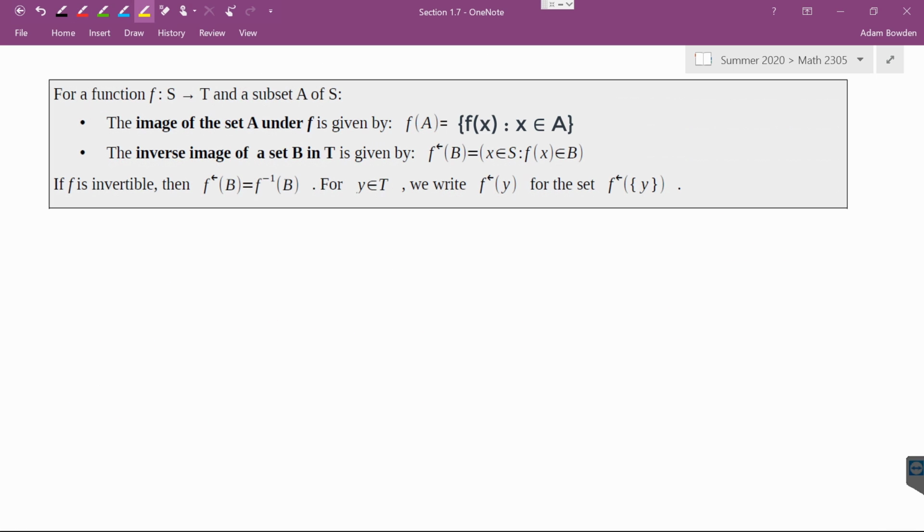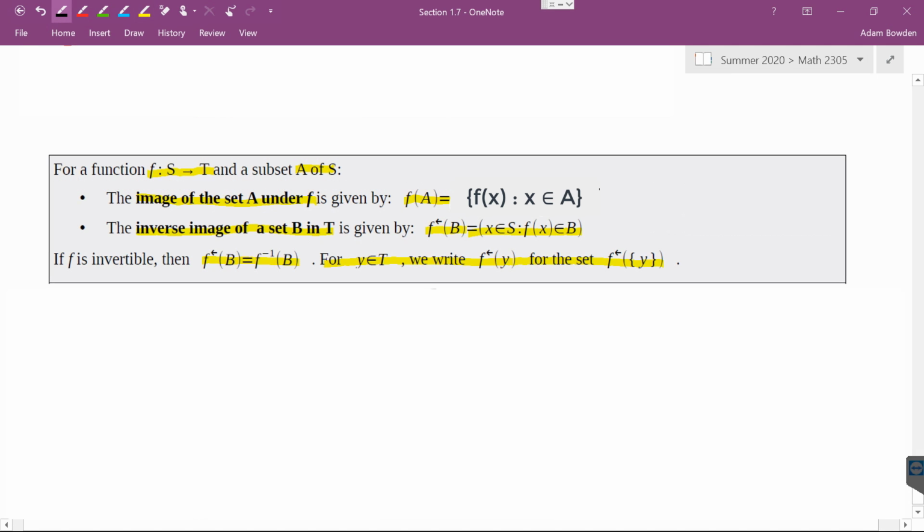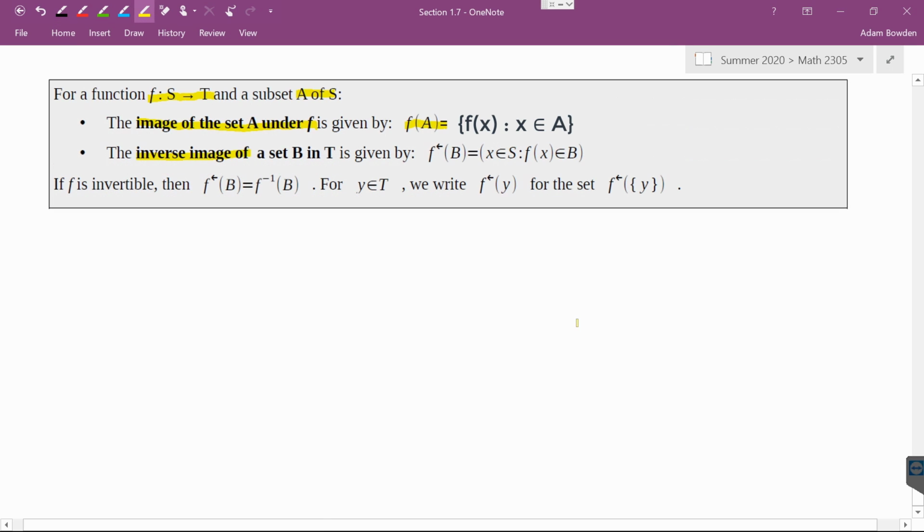Now the last thing we're going to talk about for functions, and specifically with their inverses and so forth, is the image of a set and the inverse image of a set. So let's start out with a function that maps from S into T, and then let's take a subset of our domain called A. So A is a subset of S. We use this notation for the image of the set A under f. f of A is equal to the set of all f of x such that x is an element of A.